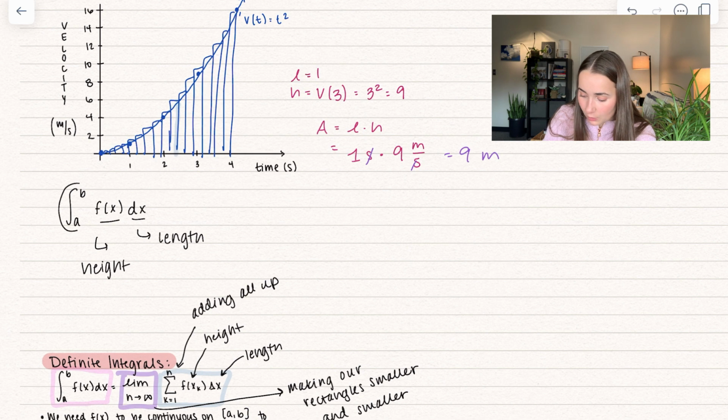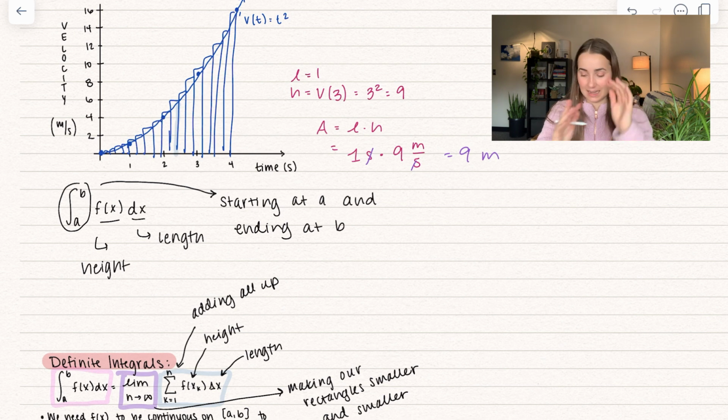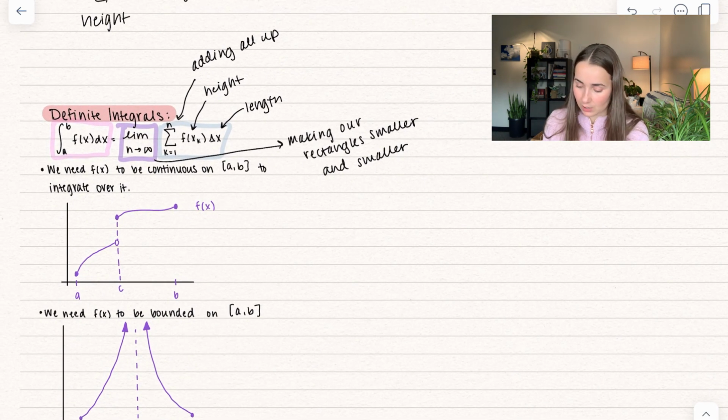Now, what does the integral from a to b mean? That means we're starting at a and we're ending at b. And so this gives us the area between the function and the x-axis. So let's go ahead and talk about other things we need for a definite integral. We need f of x to be continuous over a to b in order to integrate it.